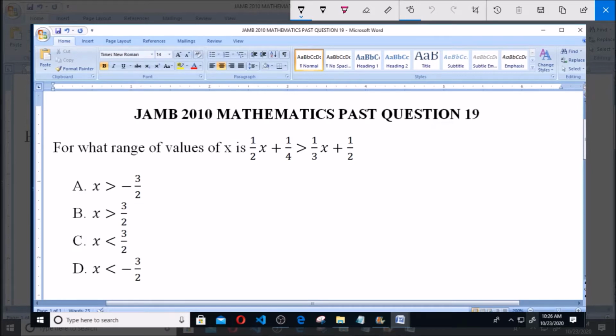Now the options given are: A, x is greater than minus 3 over 2; B, x is greater than 3 over 2; C, x is less than 3 over 2; and D, x is less than minus 3 over 2.